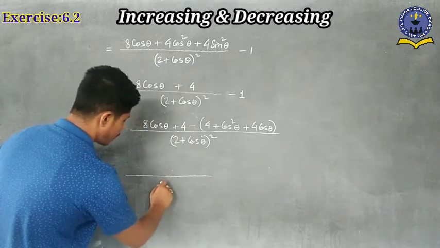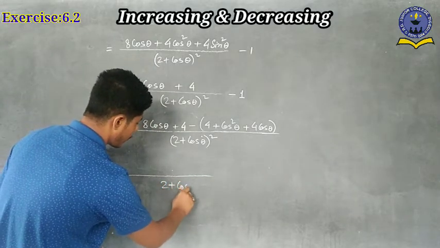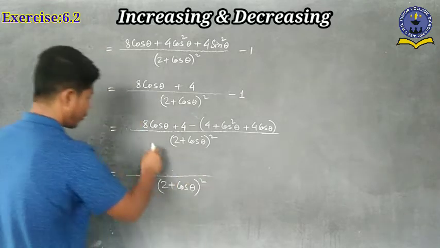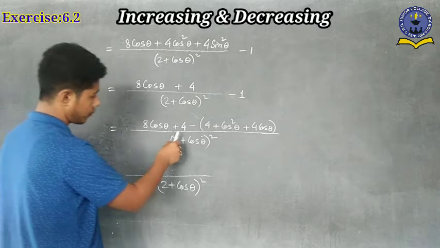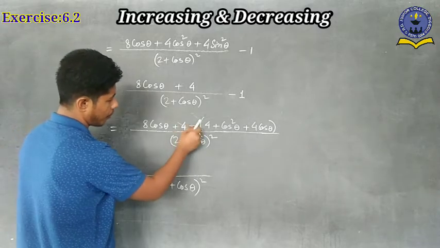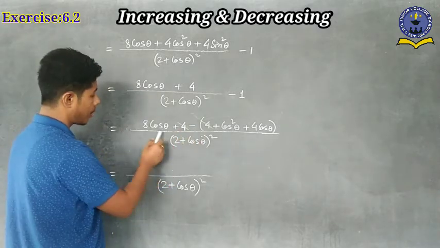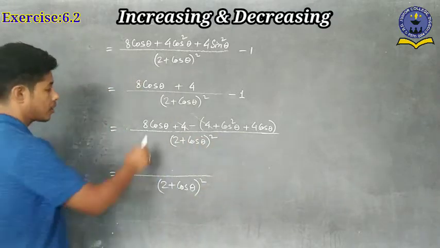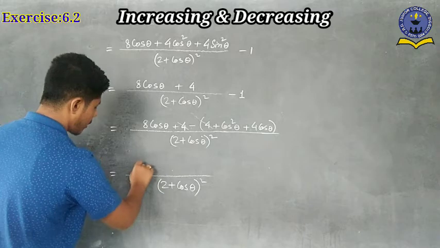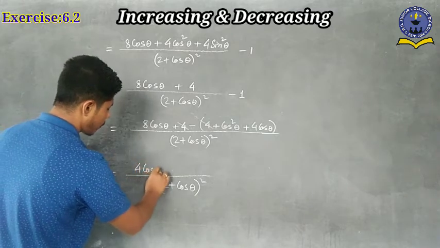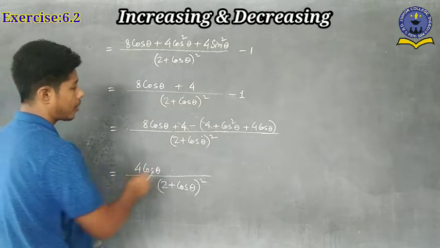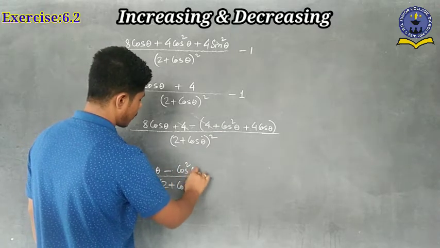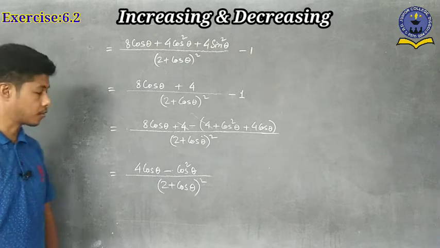So after this, in the denominator we write 2 plus cos theta whole square, and in the numerator, you see plus 4 minus 4 cancel. Similarly cos theta is there, minus plus minus 4 cos theta. So 8 cos theta minus 4 cos theta, that means we get 4 cos theta, and then minus cos square theta. Is it clear? This one we get.